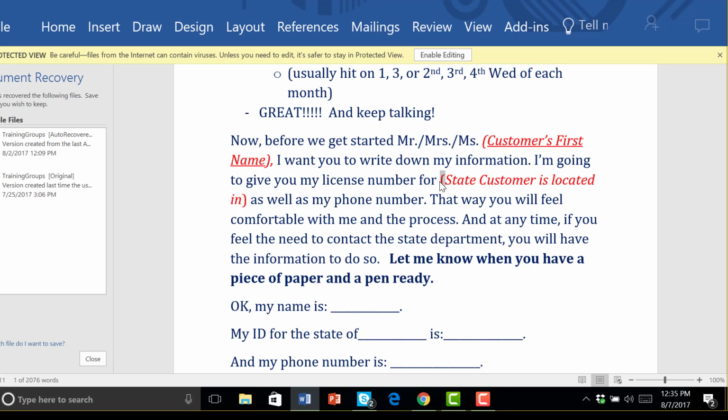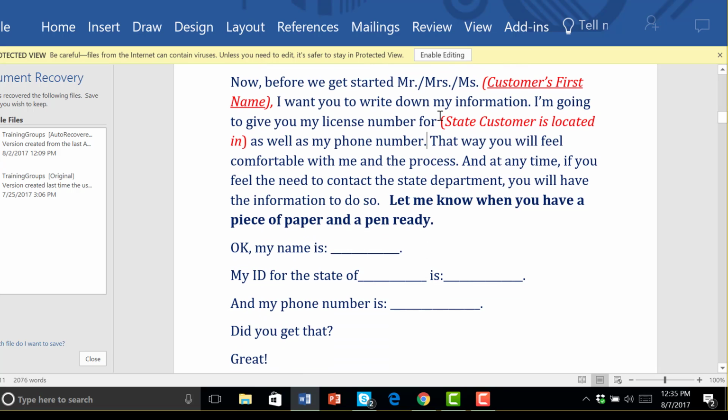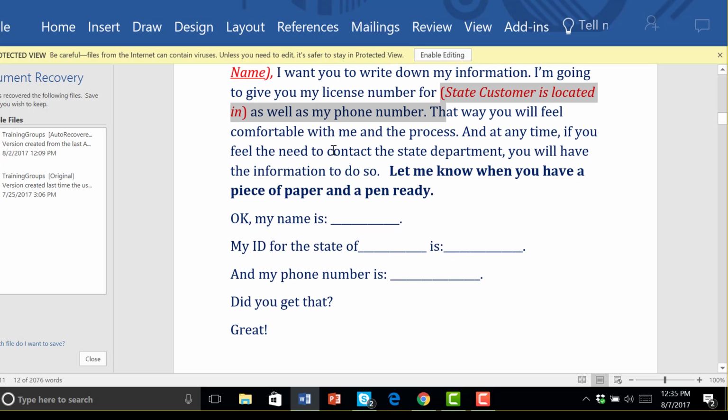Say, hey, I know you just woke up. When would be a better time for me to call you back? That would be the better way to do that. Okay? Don't force this on people. We've got plenty of calls coming in. We want to be talking to people that are interested in buying insurance. So let me know when you have a piece of paper and a pen ready.